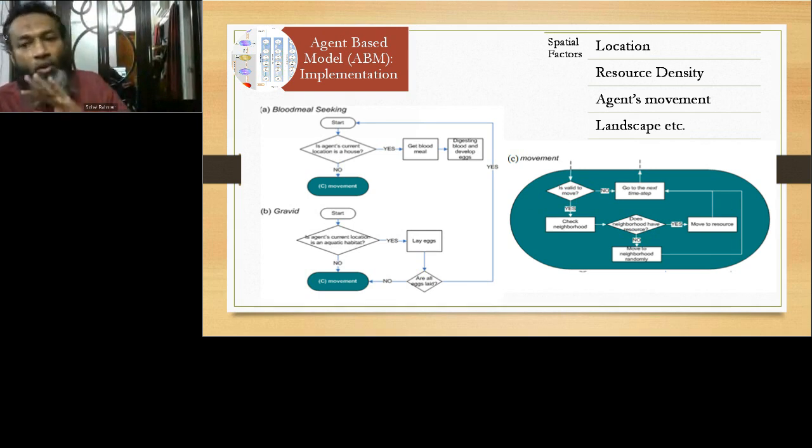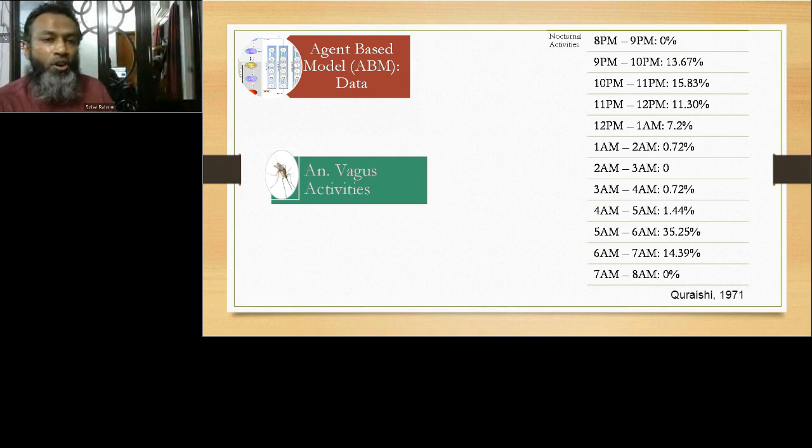And all these movements and activities of the mosquitoes are dependent on the information that we got about the nocturnal activities of the mosquitoes, which we got from a very old work back in 1971 and so on. So this is a 12-hour schedule of a mosquito in some sense. And this gives us an idea about what percent of activity of a mosquito will be there within a particular time frame and so on. And this was implemented within the model.